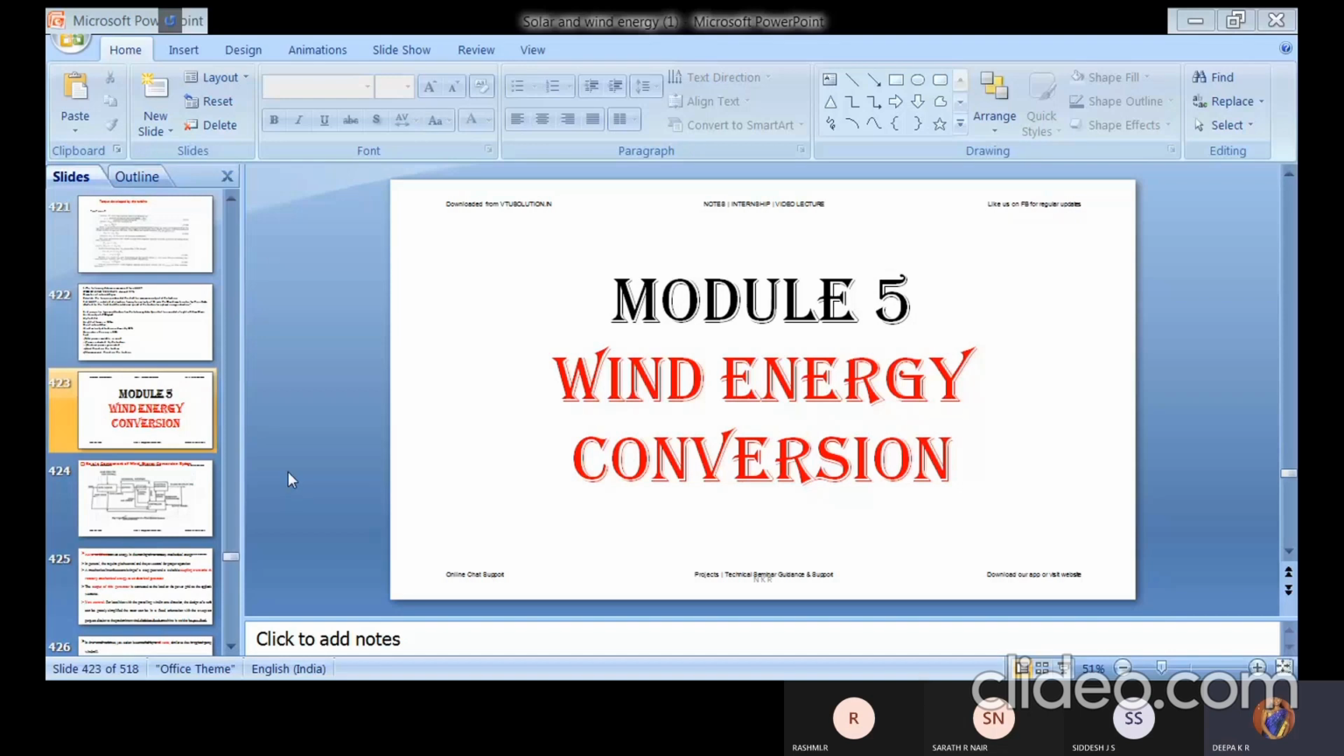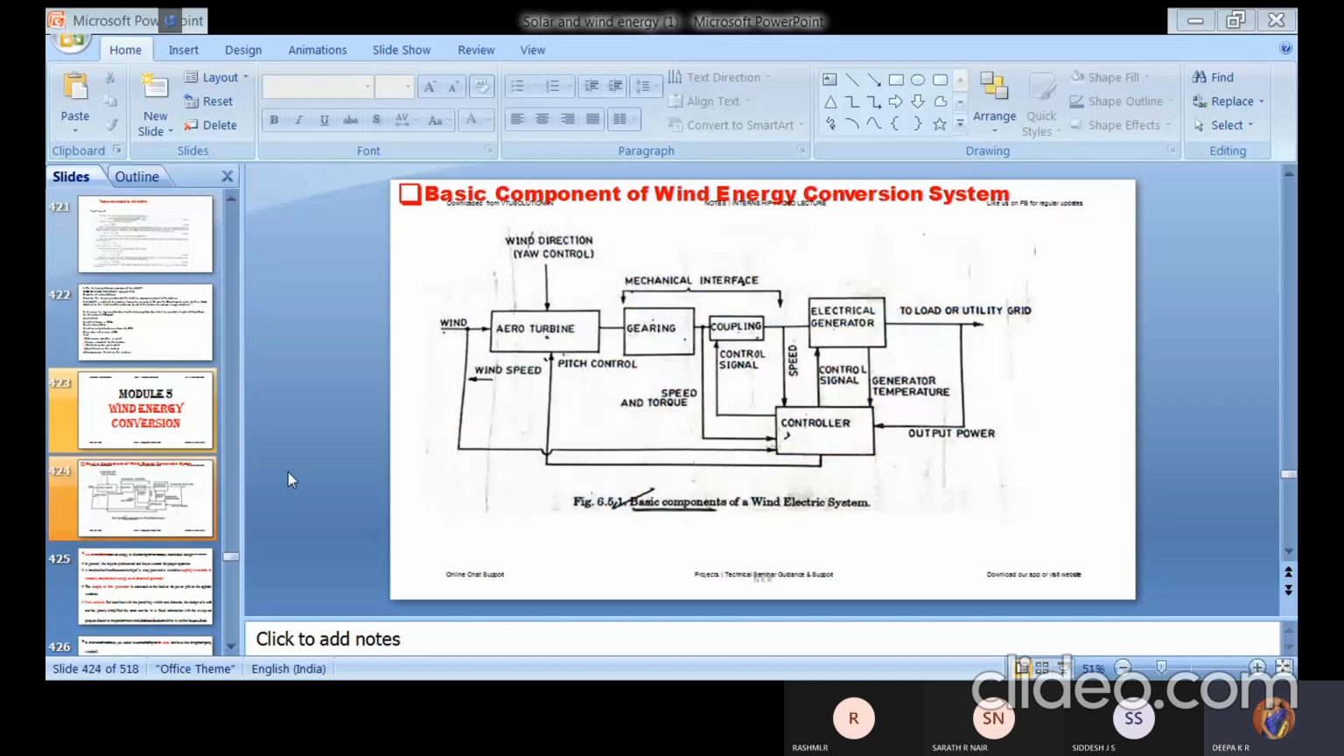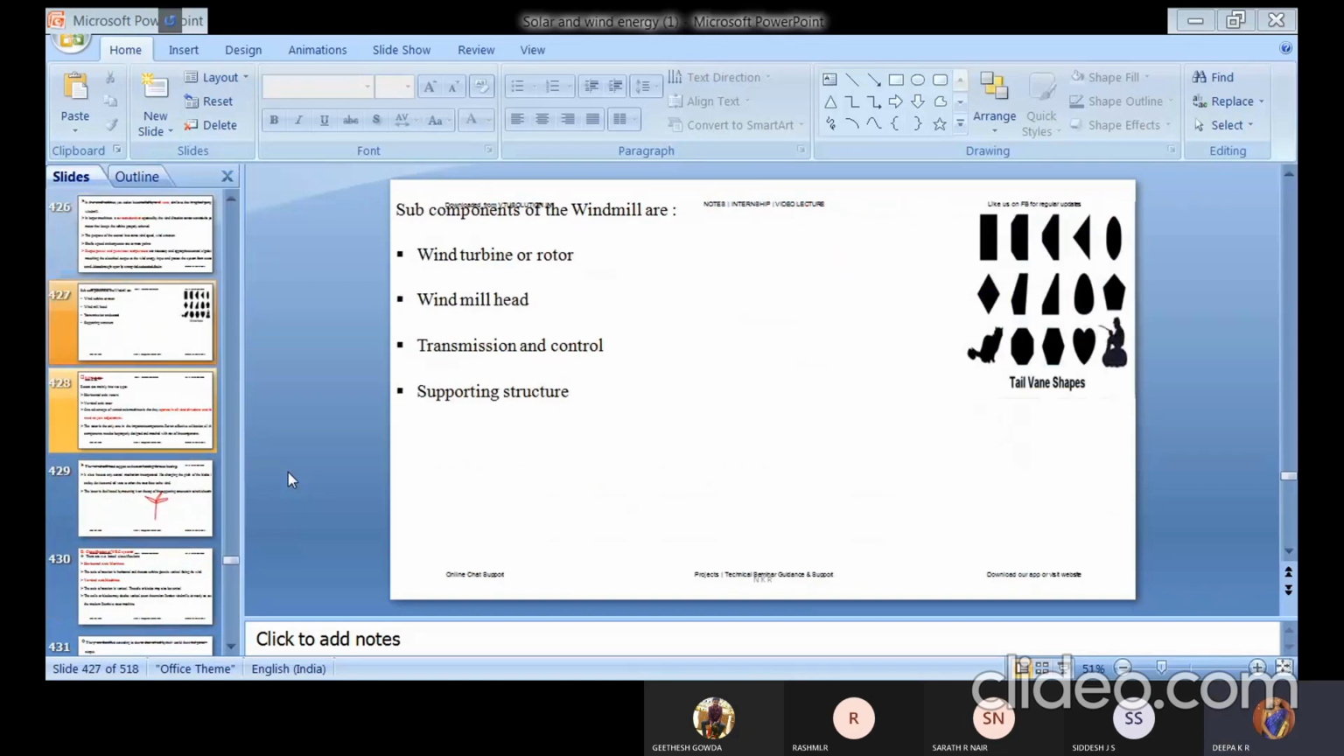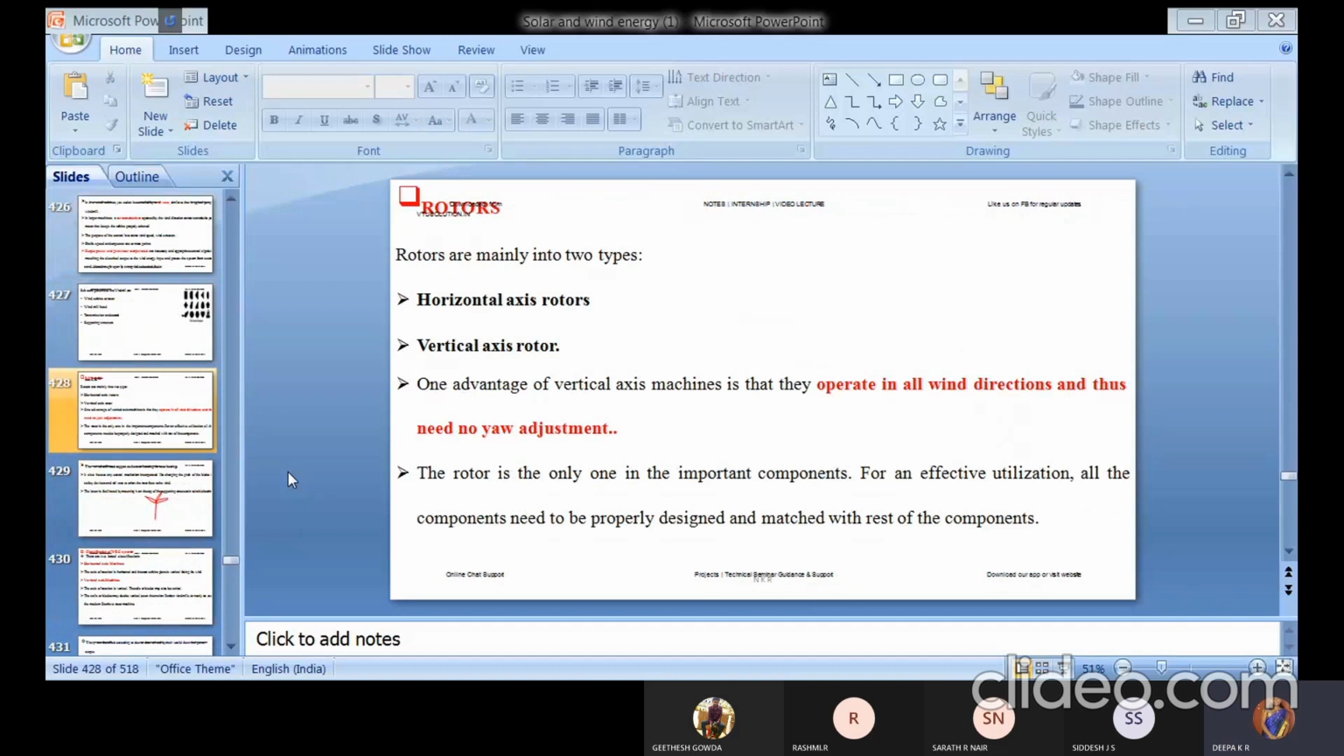Okay, fine. So we'll continue with module 5, that is wind energy conversion. Last class we discussed the basic components of a wind energy conversion system: the aeroturbine, gearing, coupling, and electrical generator, and how it is connected to the utility grid. Today we are moving on to different types of rotors.